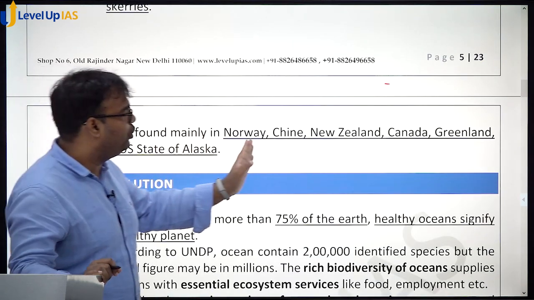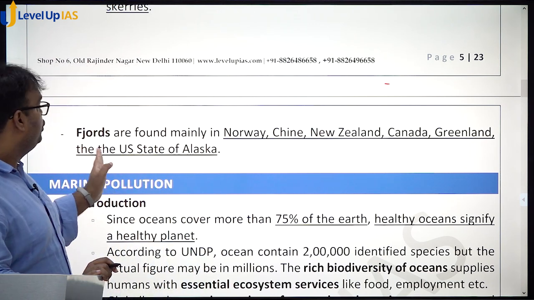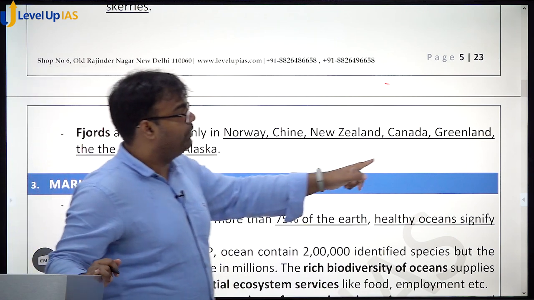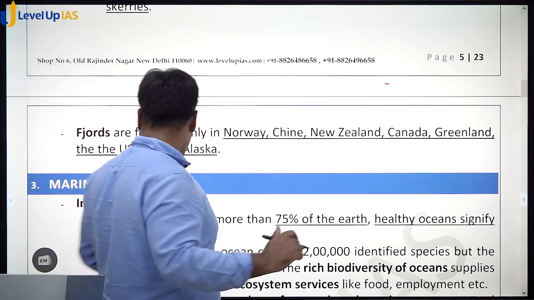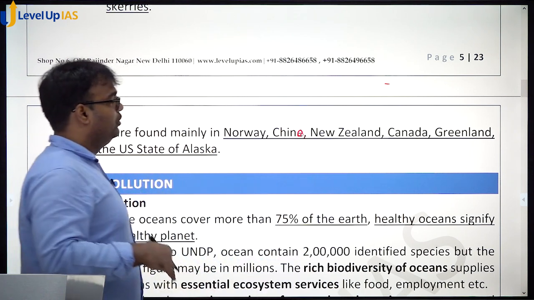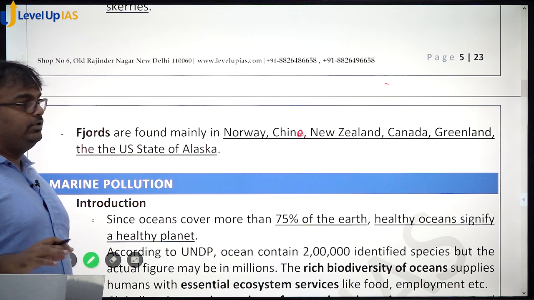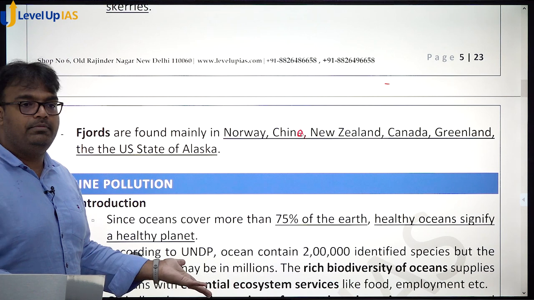Fjords are generally found in Norway, Chile, New Zealand, Canada, Greenland, and the US state of Alaska. So here is Greenland. Here is Chile. Chile is not China. Norway, Chile, New Zealand, Canada, Greenland and the US state of Alaska. So here in Greenland also there are fjords.